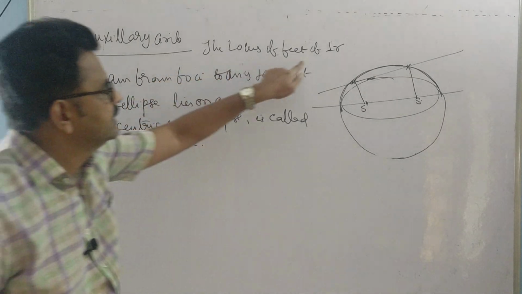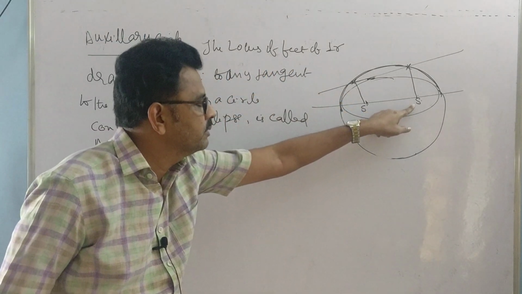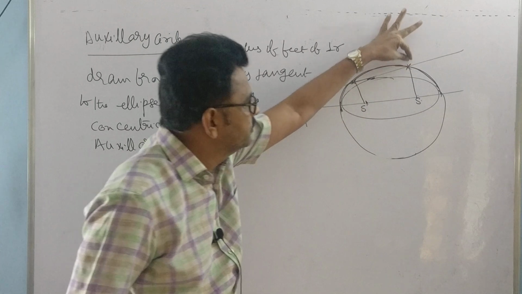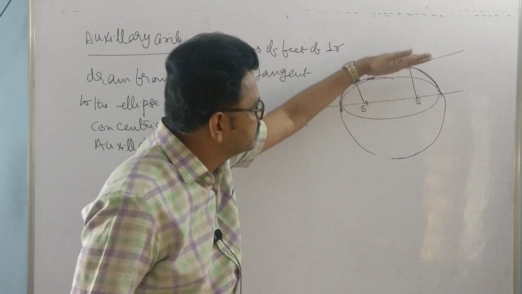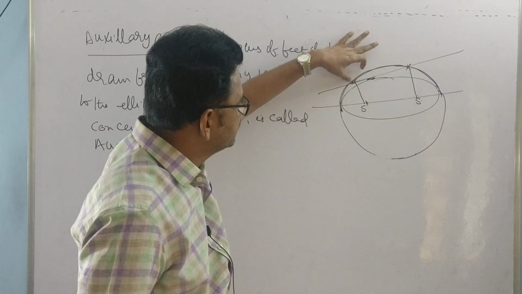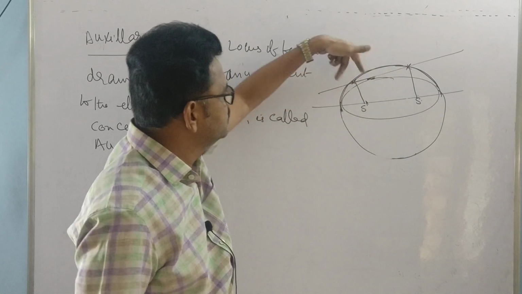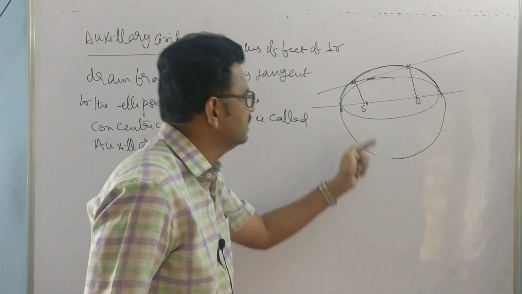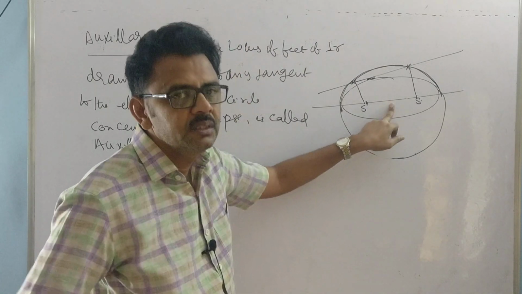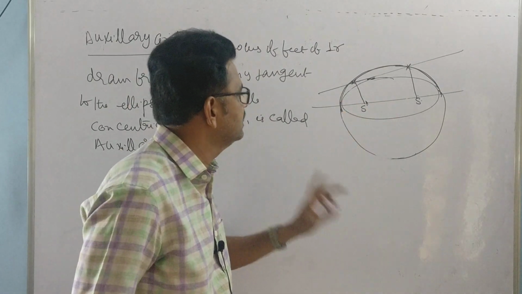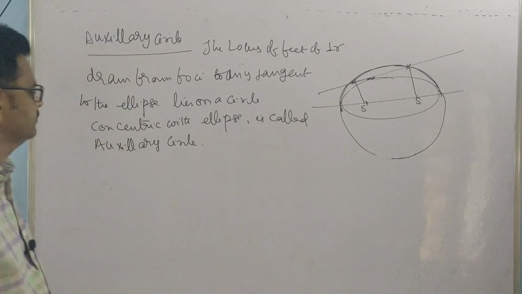Locus of feet of perpendiculars drawn from focus. This is the foot of perpendicular from focus to the tangent. This point is the foot of perpendicular from focus S dash to this tangent. These two lie on a circle which is concentric with the ellipse, known as the auxiliary circle.